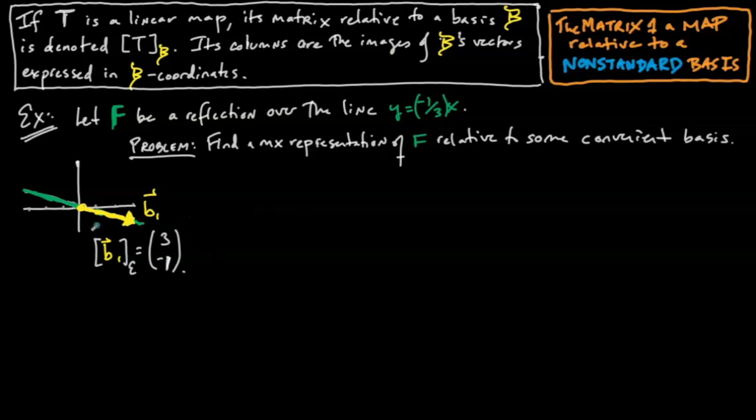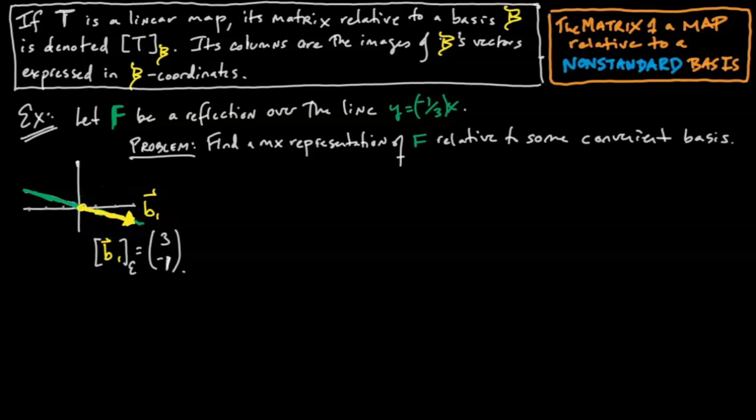And the reason why this is a very convenient basis vector for us is that we know exactly what happens to it when we hit it with the reflection. It doesn't move at all because it's on the mirror. There's no mystery like what happened to j hat or i hat when we reflected through that line. B1 just stays put. There's no mystery at all.